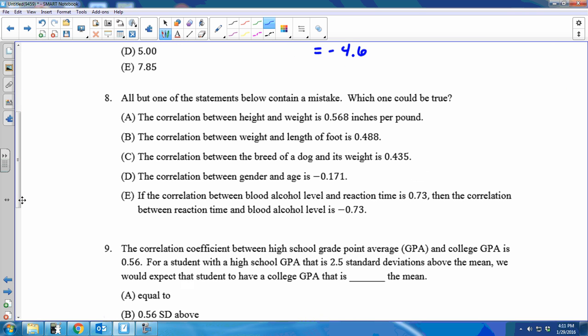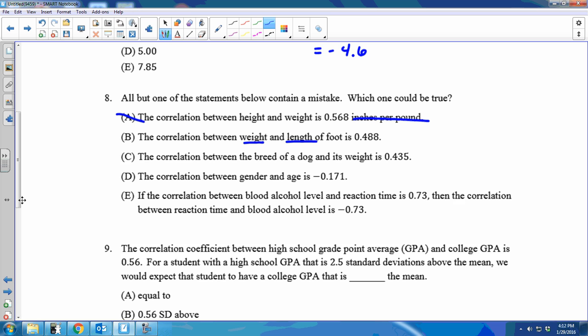All right, on number 8. All but one of the statements below contain a mistake. Which one could be true? This is all about correlation. So the correlation between height and weight is 0.568 inches per pound. Correlation has no units. Incorrect. The correlation between weight and length of foot is 0.488. Okay, that could be legitimate. You have two quantitative variables, so that could be okay.